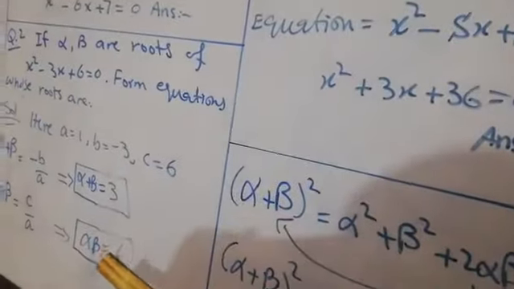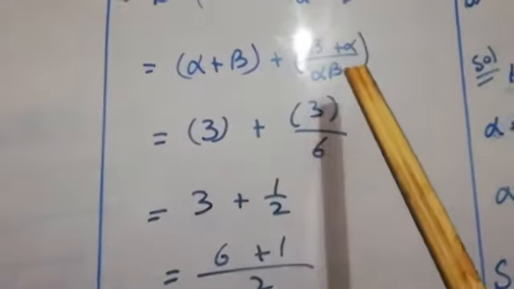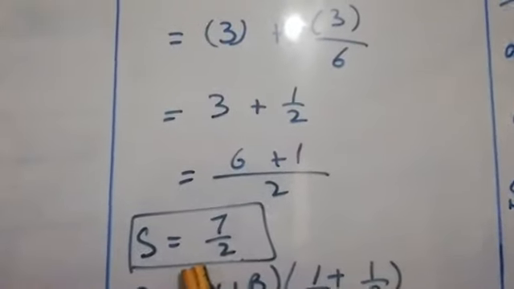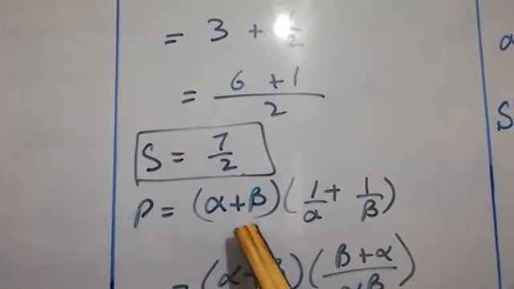So we will put the values of their sum and their product. Alpha plus beta is equal to 3, and alpha beta is equal to 6. By putting these values, 3 plus 3 by 6, 3 ones are 3, 3 twos are 6, it will equal 1 by 2. By taking the LCM, we will get the sum of their roots as 7 by 2.